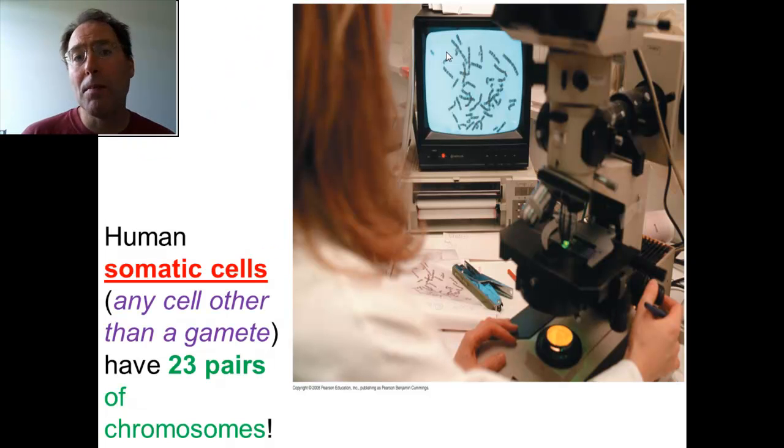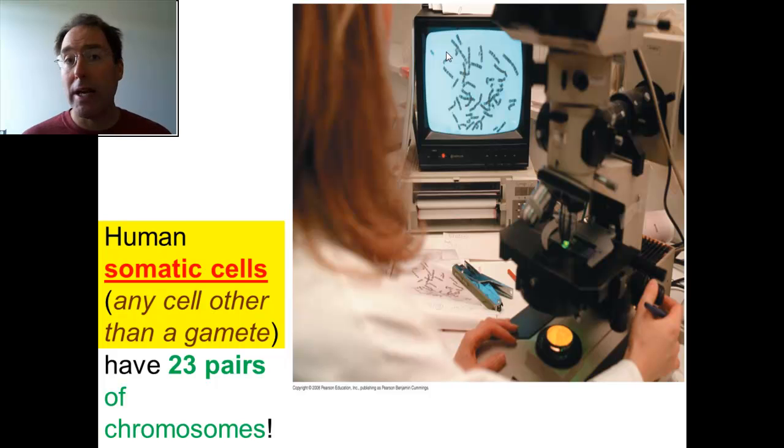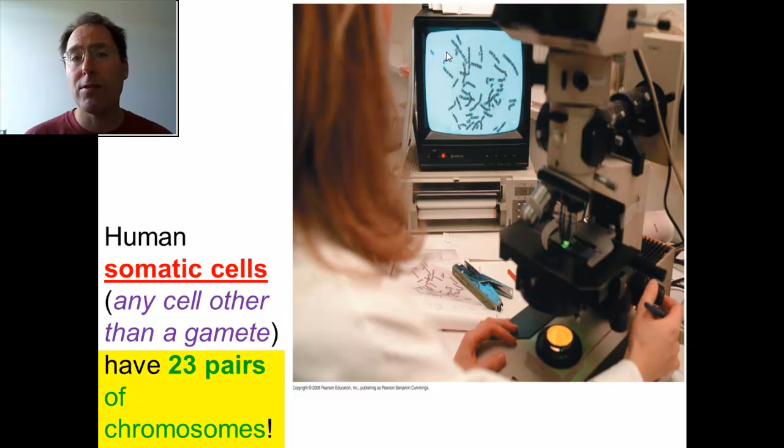This is a human somatic cell, and a somatic cell is any cell other than a sexual gamete cell, such as a sperm or an egg. Those are gametes, and somatic cells would be everything else, like a liver cell or a heart cell or a muscle cell or an ear cell, for instance. Those are somatic cells. They have 23 pairs of chromosomes.